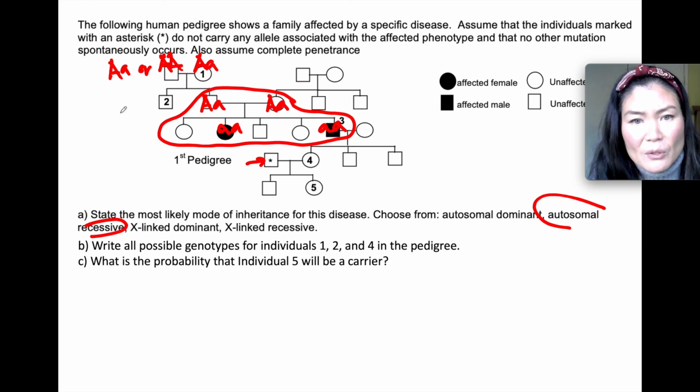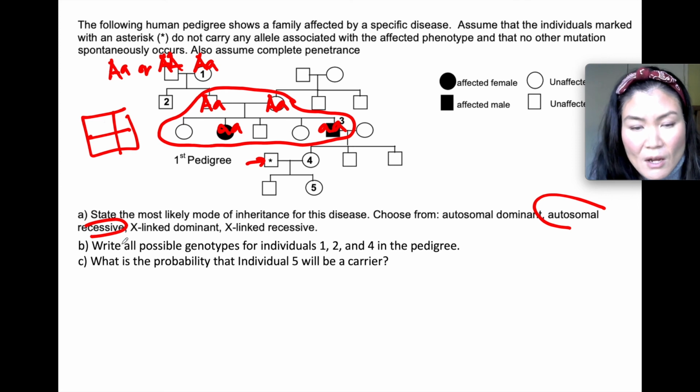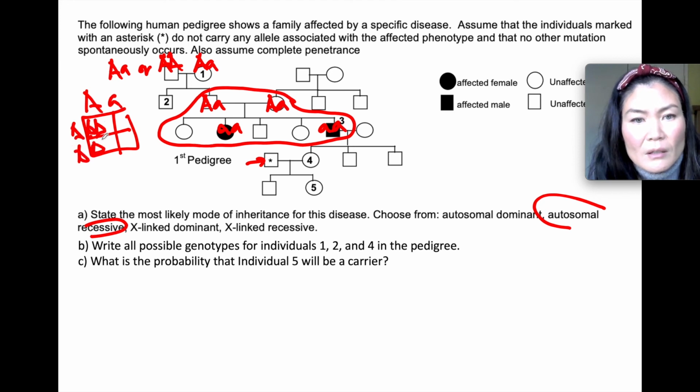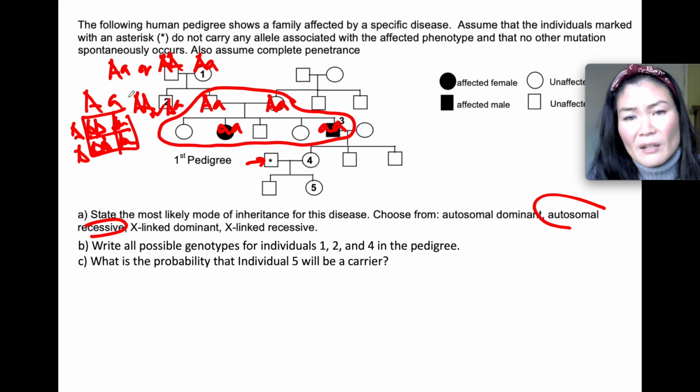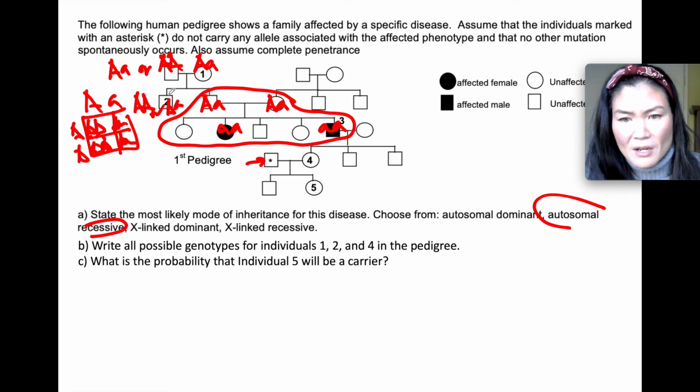Person number 2, it depends though. It really depends on, write all the possible genotypes. Okay. And then big A, little a, big A, little a. So person number 2 could be big A, big A, or big A, little a. We don't know. There's not a whole lot of information about them. So it's really kind of hard to decide.